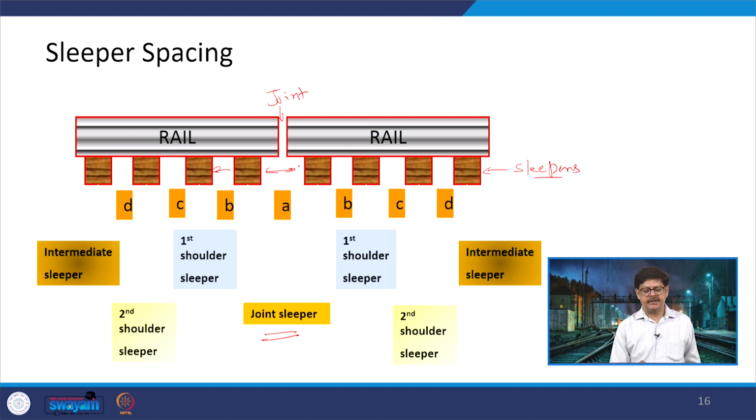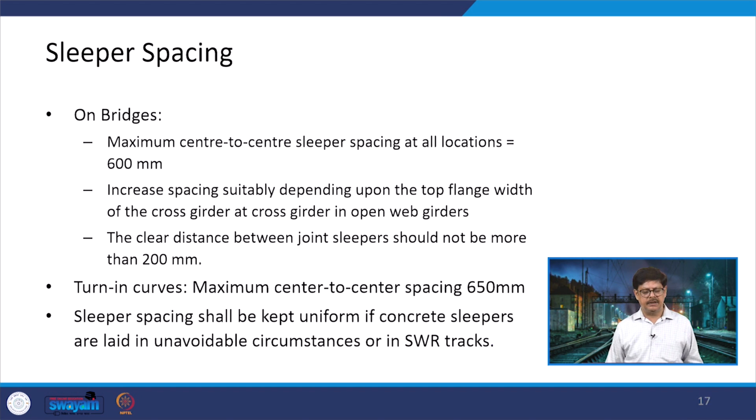In that sense, at the joint, the spacing between the two sleepers can be A. In another case, between the joint sleeper and the first shoulder sleeper, the spacing can be B. For the first and second shoulder, C, and then between the second shoulder and intermediate sleepers, it can be D. And then this D will be followed uniformly further along the length. So, this is the overall way in which the sleeper spacings are provided, and that is what we are going to see, how these are done.